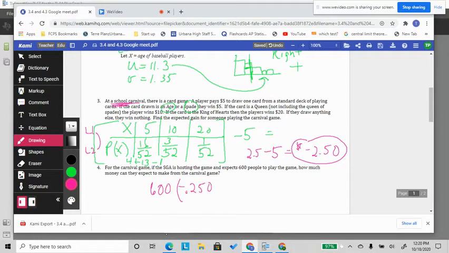make? Well, they should expect to make $1,500. Remember, negative means it's in terms of the house. So I just took 600 times $2.50.